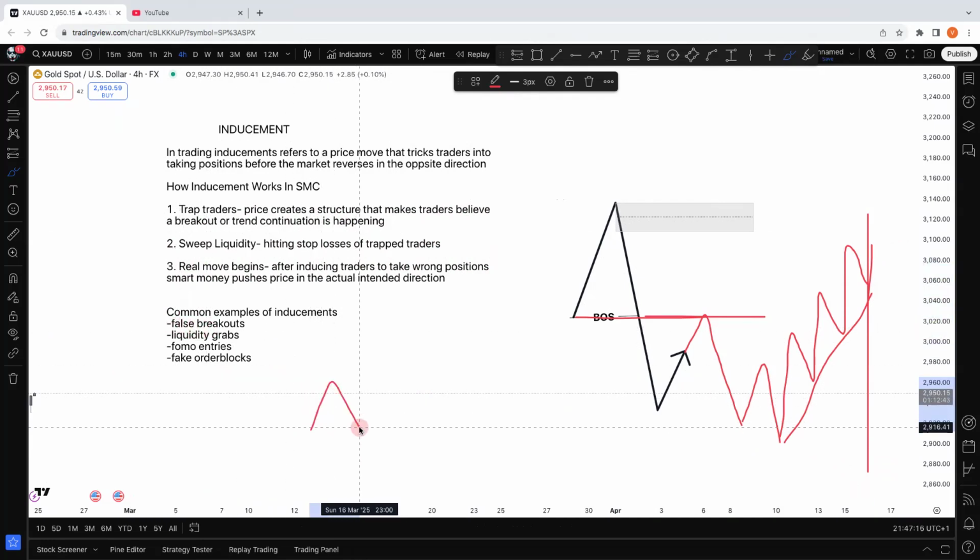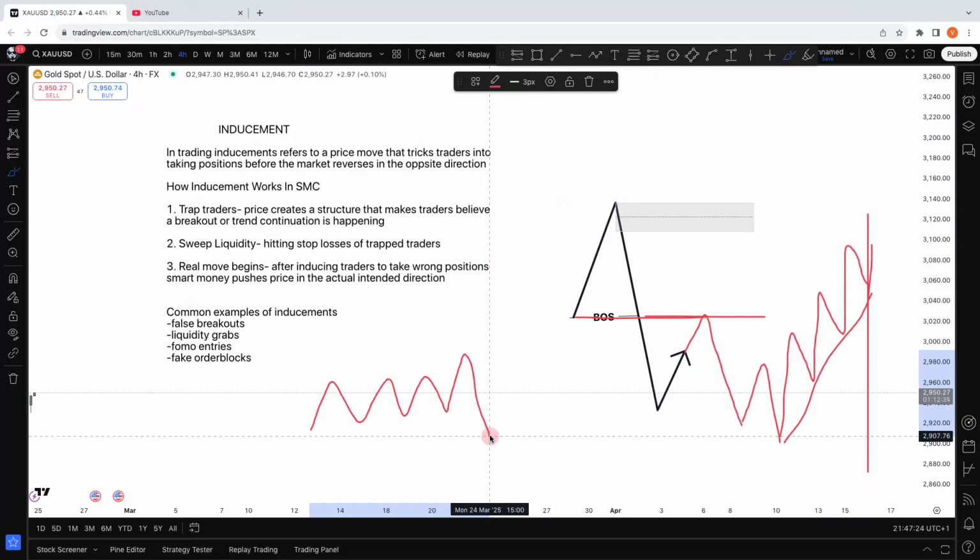Now, the common examples of inducement that we have, number one, is the first breakout. Let's say price is trading this way in a range, right? And then it breaks to the upside to take all of the sellers, right? And also followed by a push to the downside as well to take both the sellers and the buyers, right? We refer to this type of breakout as a first breakout, right?